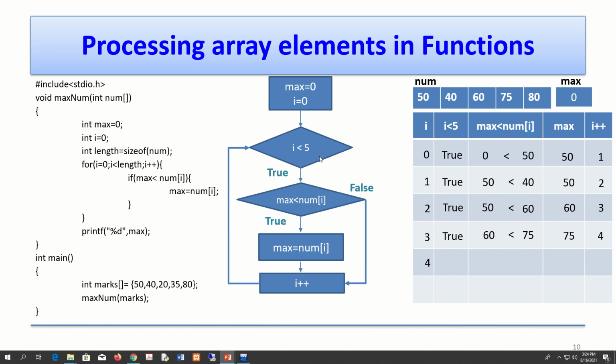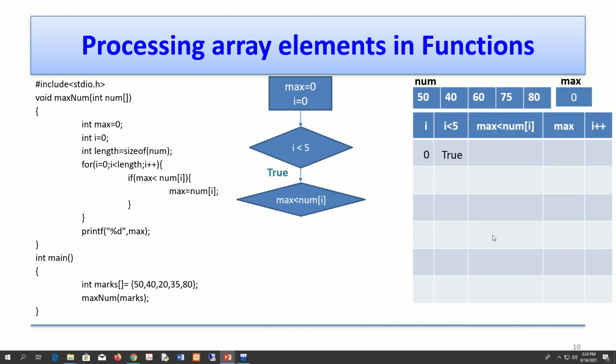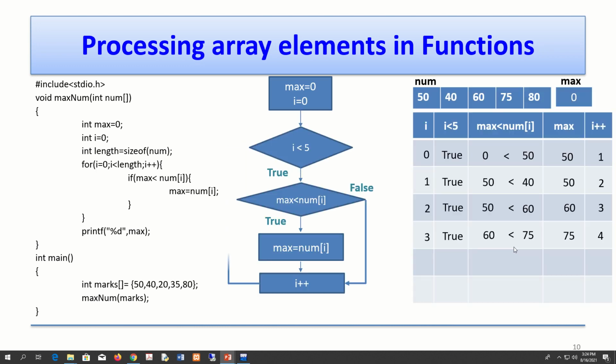Then go to the next iteration of the for loop. I is 4, and 4 less than 5 is true. Then go inside the if selection. Now num4, the final value of the array, is 80. 80 compared with the current maximum. The current maximum is, sorry, that was a mistake. It is not 55, it is 75. So here, 75 less than 80.